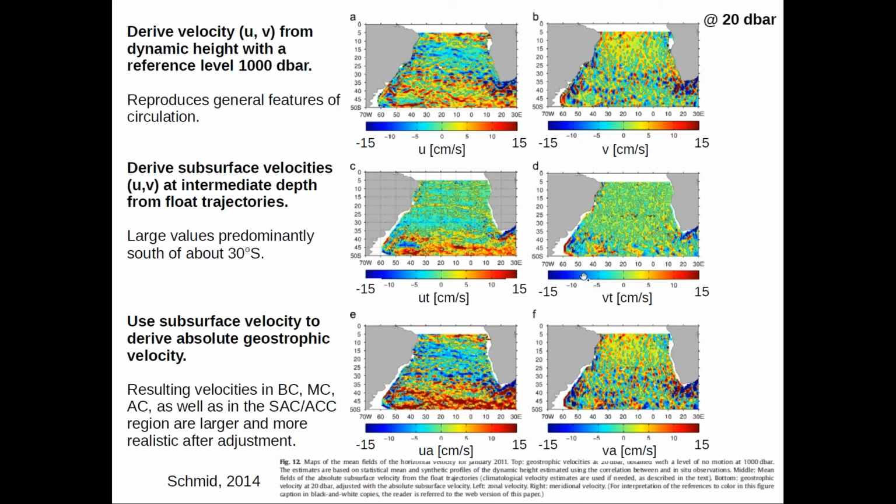And then we get the subsurface velocity from the trajectories to do a geostrophic adjustment. And so that's shown here, how the 20-meter velocity changes, the top panels, the U and V, when you add the subsurface velocity shown in the second row for the zonal and meridional component from the trajectories. And then we get a total velocity as an adjusted geostrophic velocity, which then gets a nicer South Atlantic current down here. It gets a nicer Antarctic circumpolar current.